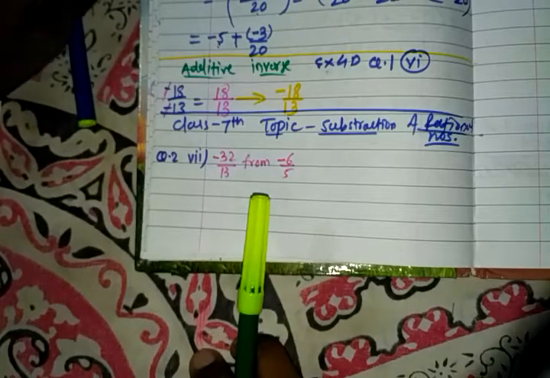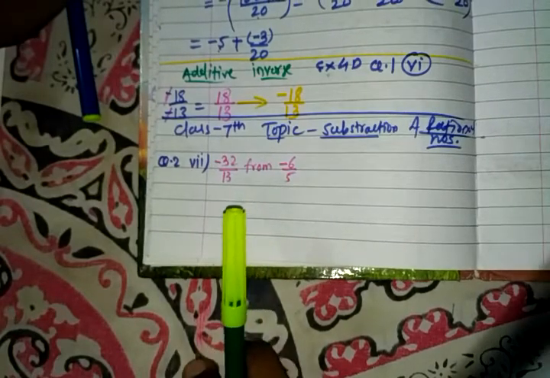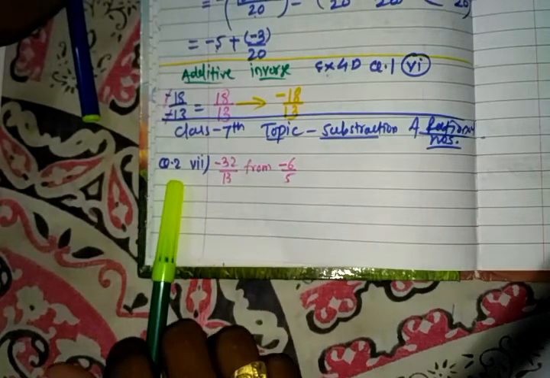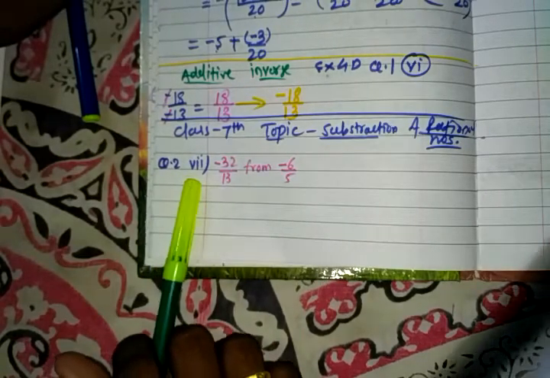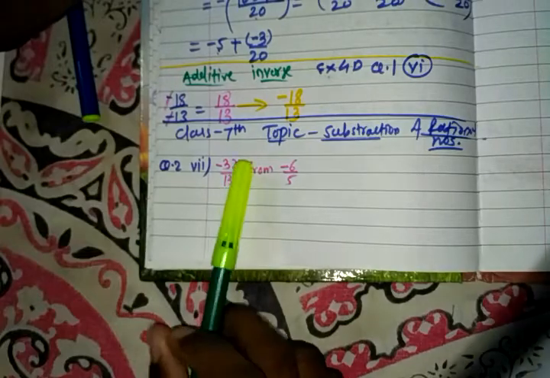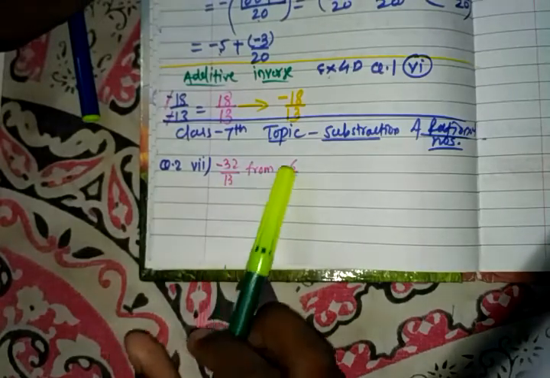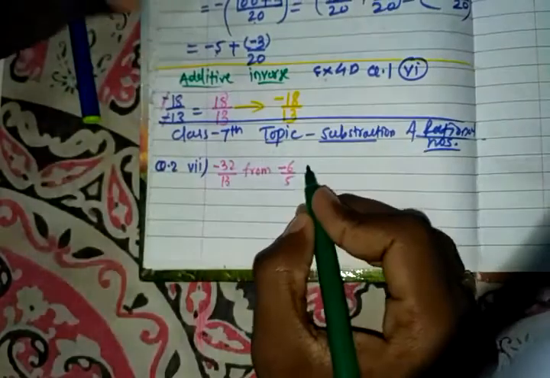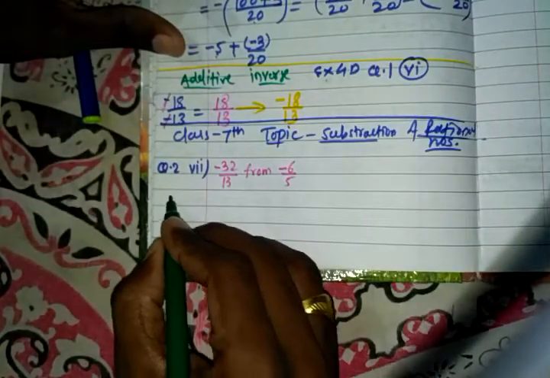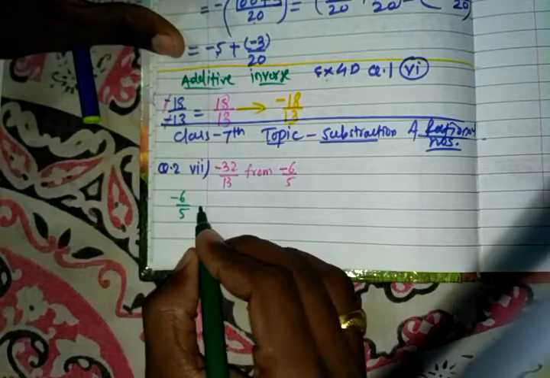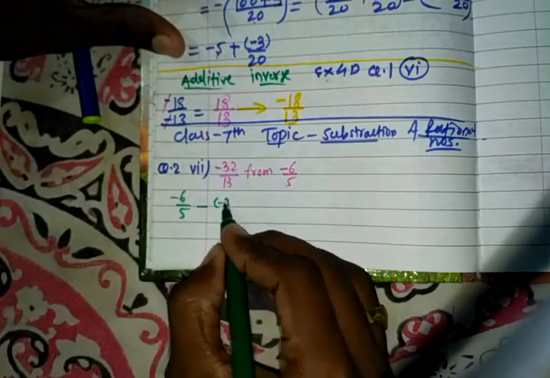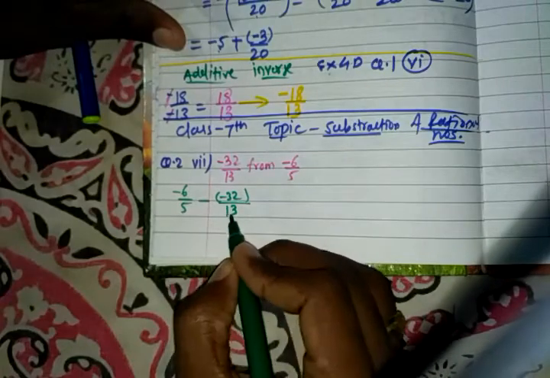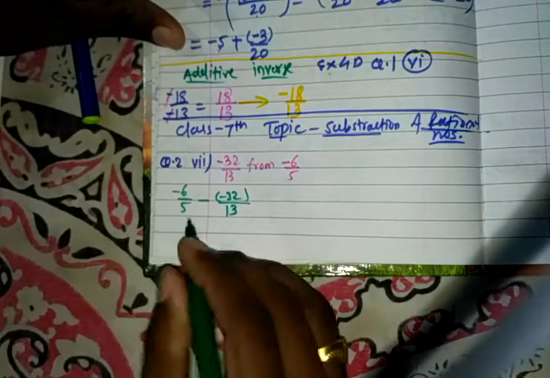Now students, we are going to solve the subtraction of two rational numbers. I have taken question number 2, problem 7: subtract minus 32 by 13 from minus 6 by 5. So first we will write this like that: minus 6 by 5 we will take first, then minus 32 upon 13. Now we will find the LCM.